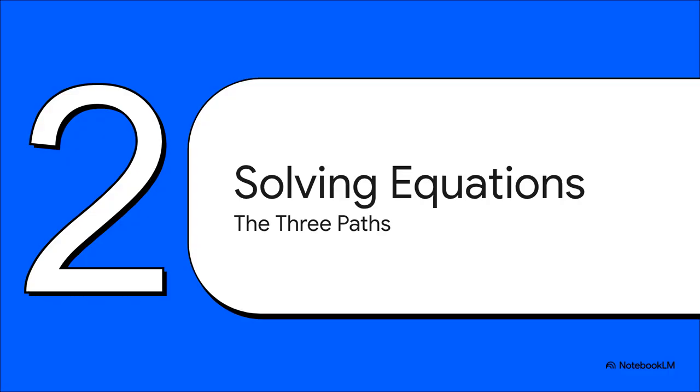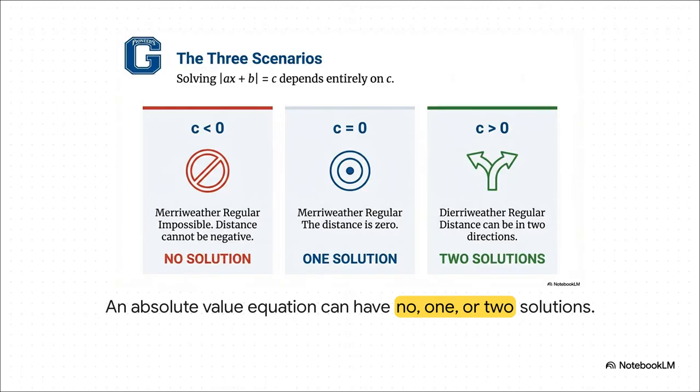Okay, so we've got our foundation. It's all about distance. Now let's use that idea to actually solve some equations. It turns out, when you set up one of these problems, there are really only 3 ways it can go. And here are those 3 paths. Path 1. What if I told you the distance is equal to a negative number, like -5? Well, that's impossible, right? So no solution.